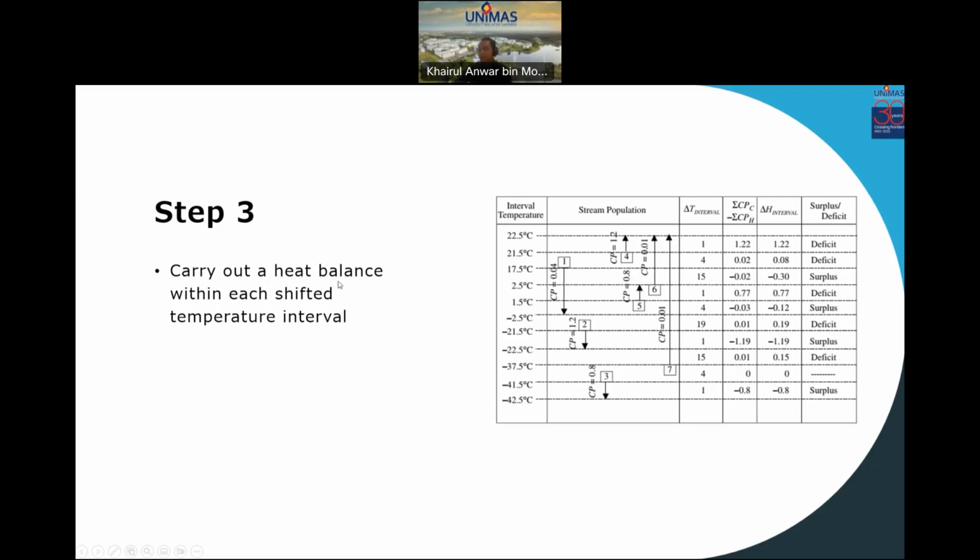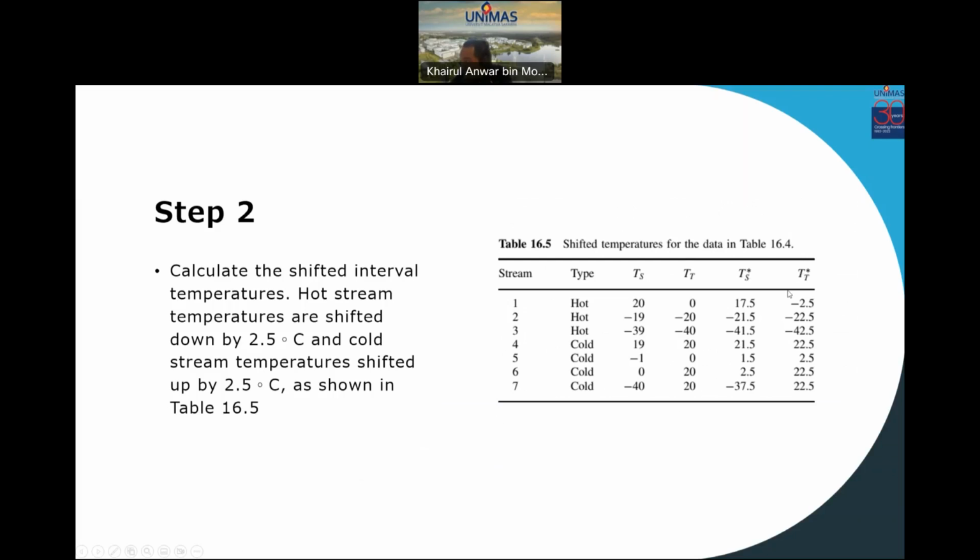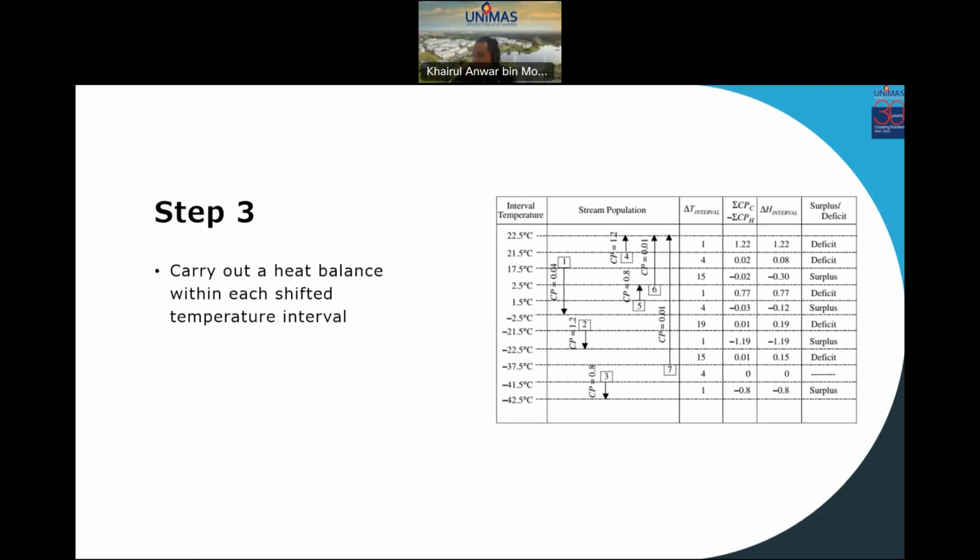Step 3, carry out the heat balance within each shifted temperature interval. The interval temperature you get from Ts and Tt. For example, stream 1 is hot, so from 117.5 degrees C to negative 2.5 degrees C. Once you carry out the heat balance, determine the CP.